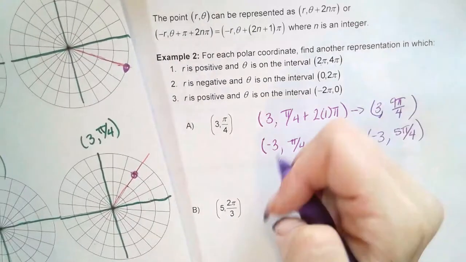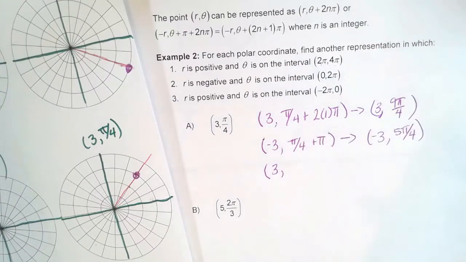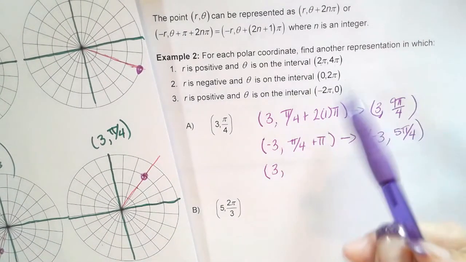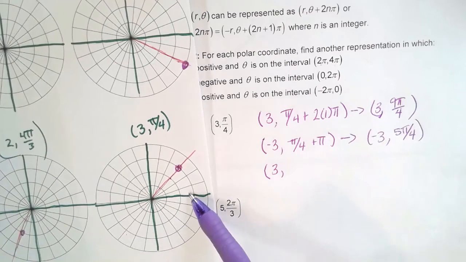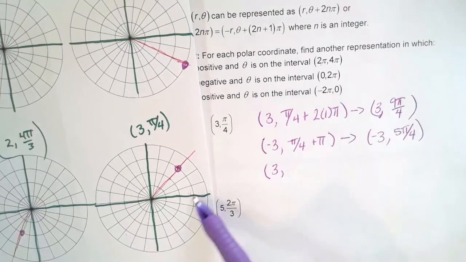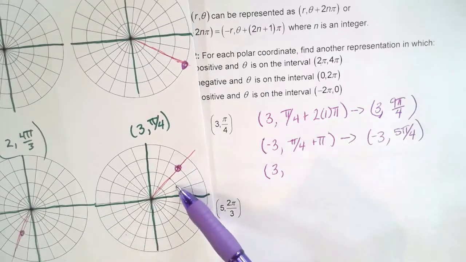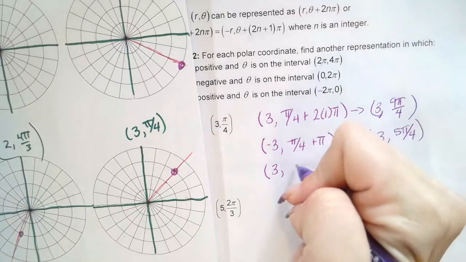Alright, the next one is, we have our r still the same, so it's positive. Now, here's the tricky part. What makes us go backwards? Well, what makes us go backwards is a negative radian, right? A negative degree. Because 0 to negative 2 pi is clockwise.